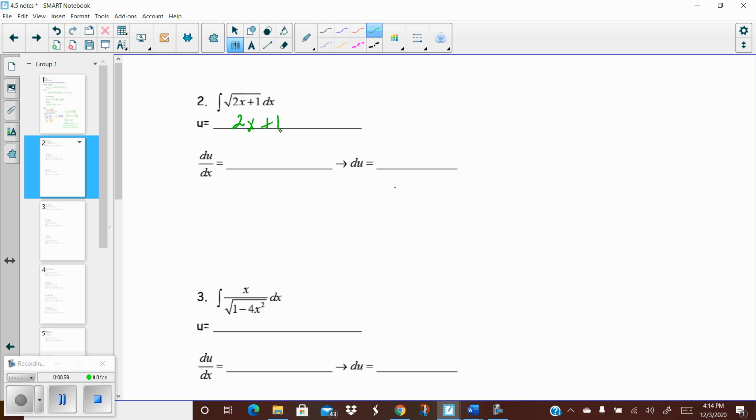I know I'm going to need to get rid of the dx. So in order to do that, I'm going to take the derivative of this function with respect to x. So du over dx is simply going to be 2. And then I'm going to solve that equation for dx. So the first thing is we multiply both sides by dx, and then we're going to solve for dx, dividing both sides by 2. So you get that dx is du over 2. And now we can make our substitutions. So I'm now going to have the integral of the square root of the 2x plus 1 becomes u. The dx part we replace with our du over 2.